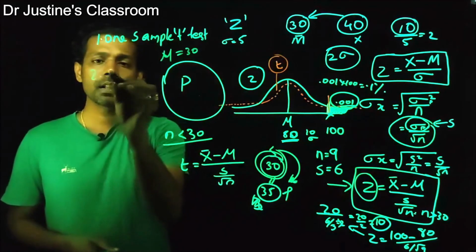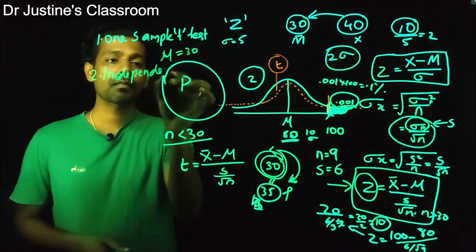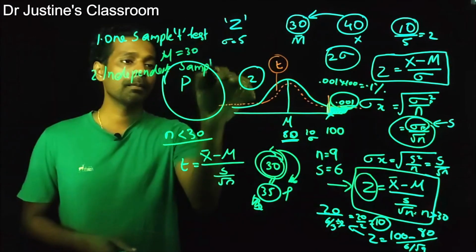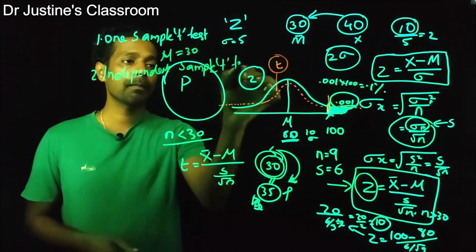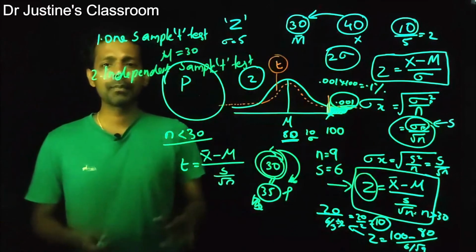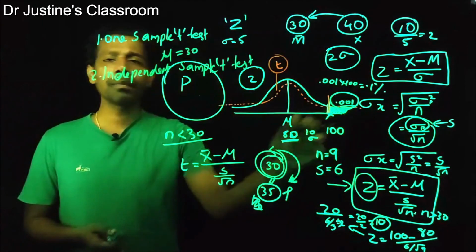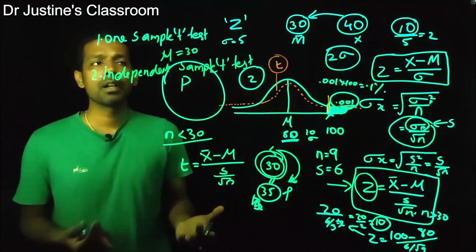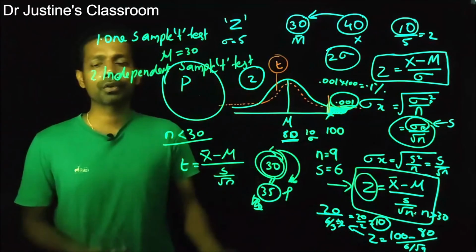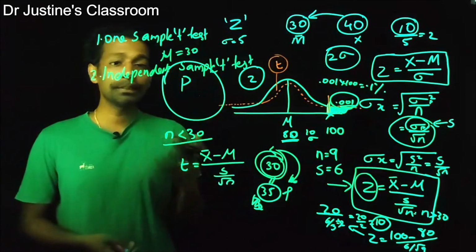And the second one is the independent sample t-test. So you have the one sample t-test and you have the independent sample t-test. What is the independent sample t-test? Instead of one population mean and a sample mean, you have two different groups. Let us say I have a group of males and a group of females, and I need to compare whether the average scores of them are equal or significantly different. This is called an independent sample t-test.